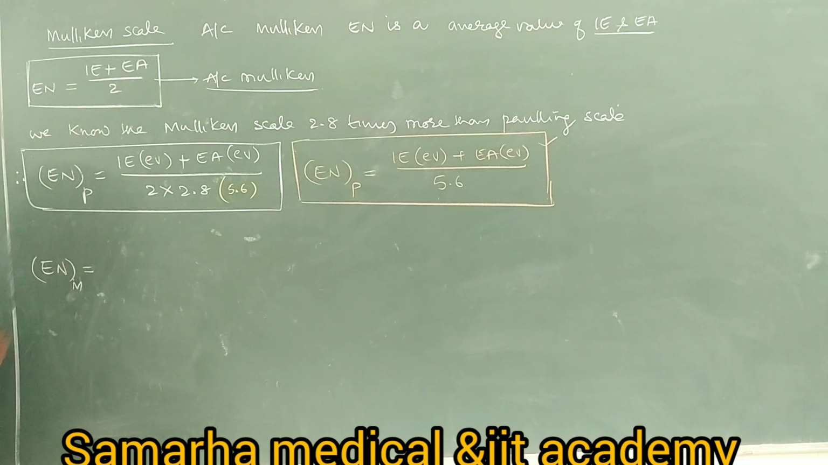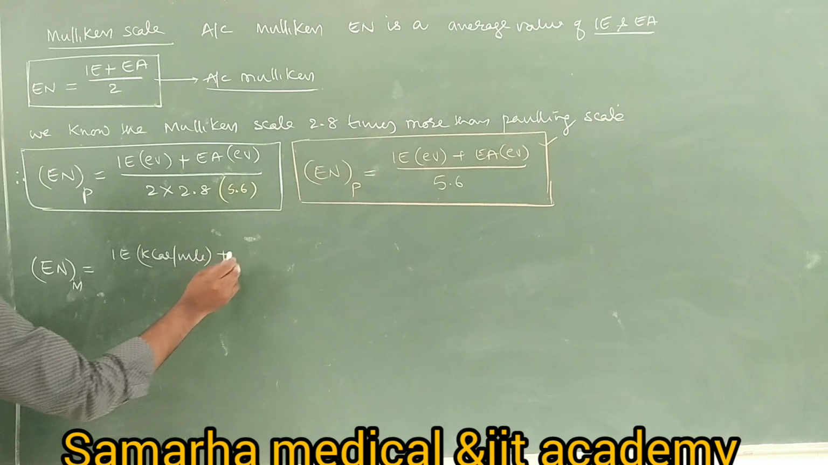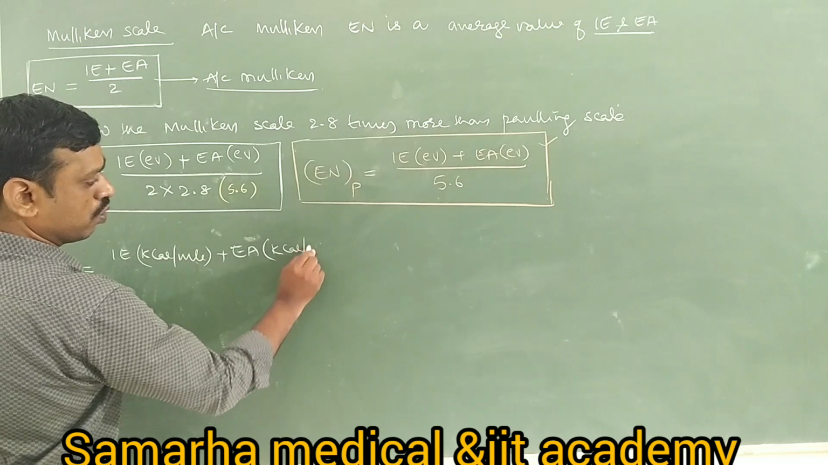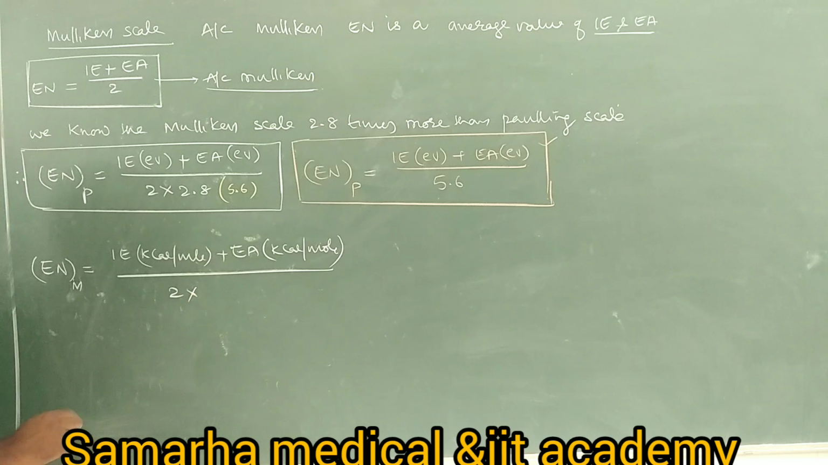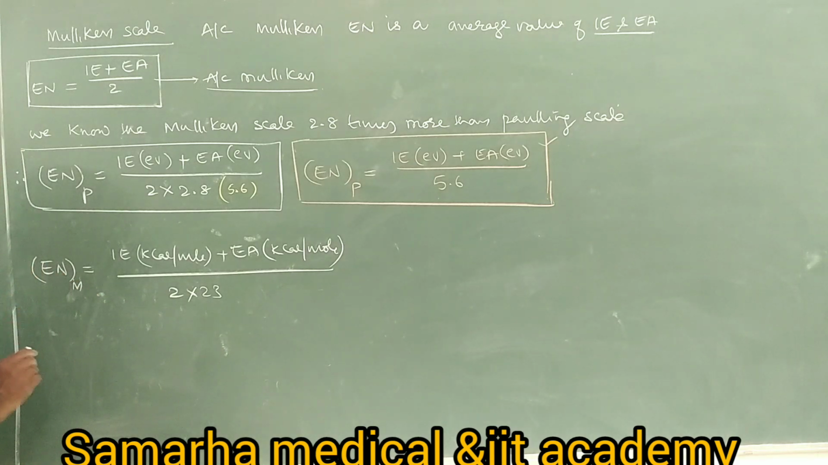Mulliken scale is equal to ionization enthalpy, which I want to take in kilocalories per mole, plus electron affinity, which is also in kilocalories per mole, divided by 2, and we convert it into 23. Yes, 23. That is in the Mulliken scale. But we use the Pauling scale. So therefore, better you remember directly this only.